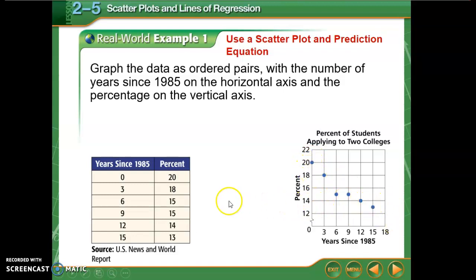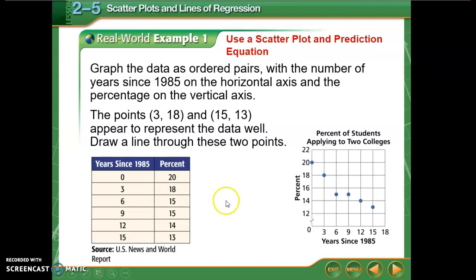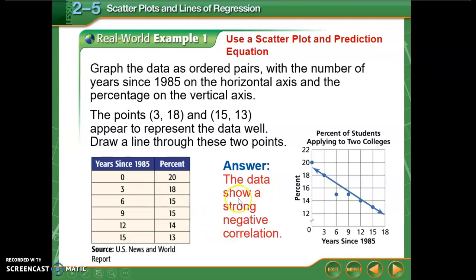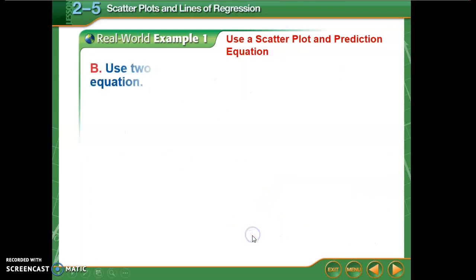Okay? So you can draw a line through 2 of these points. Just connect 2 points after you plot the points. So the data show a strong negative correlation. Okay? And the line that you draw connecting 2 points is what you call the line of best fit. Alright, let's move on to the next.